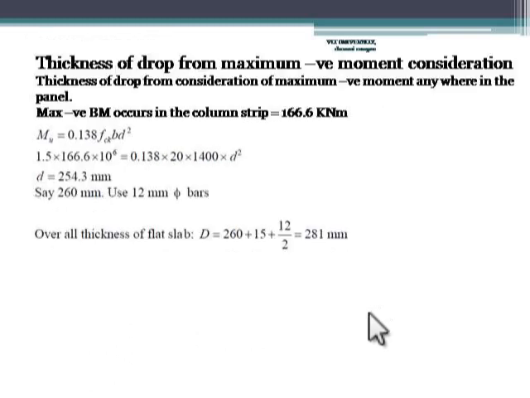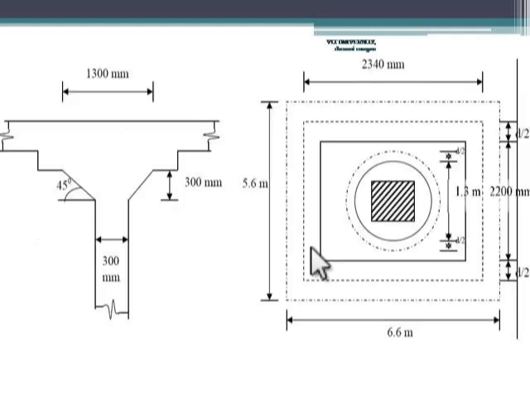So the thickness of the drop for maximum negative moment consideration, for the drop panel, is Mu equal to 0.138 fck b d square. From there we got 254.3 and we have taken 260 mm. Use 12 mm diameter. So the overall thickness of flat slab is taken as 260 plus 15 plus 12 by 2, that is 281 mm. Here is the diagram of this longer and shorter slab.